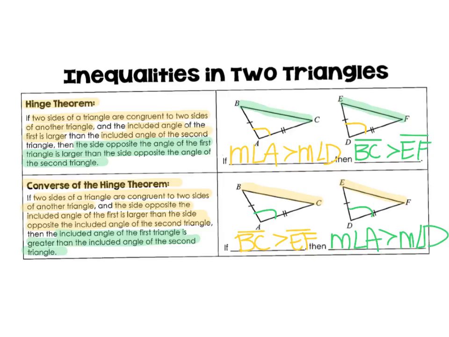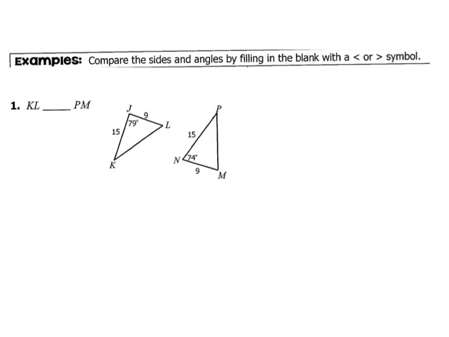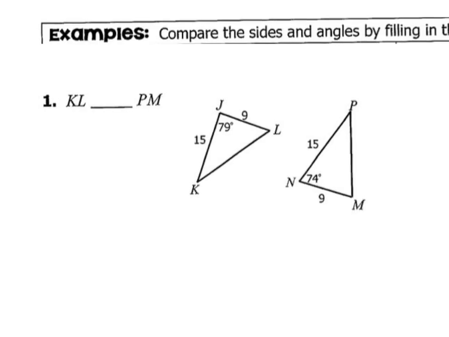Alright, so now let's see some examples of this in action. Okay, so what we want to do for number one is compare the sides and the angles by filling in the blank with either a less than or greater than symbol. So I'm just going to zoom in here so we can see this a little better.